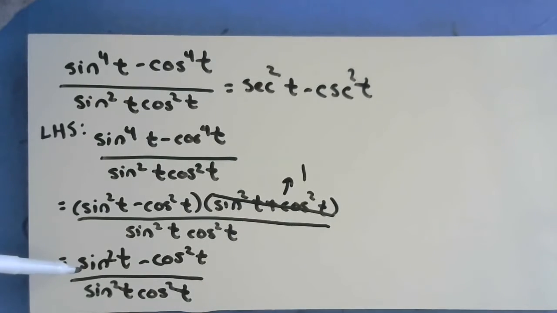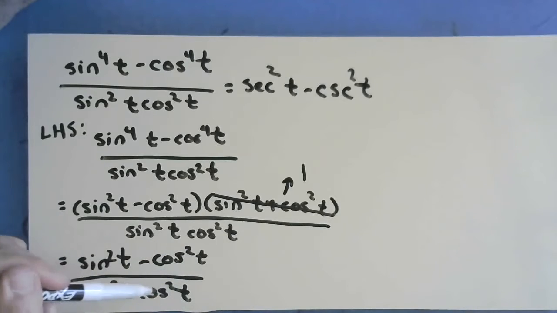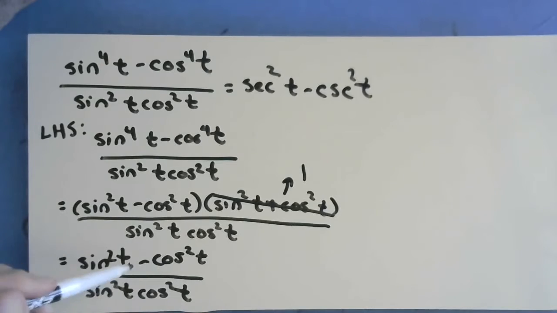Well, what I recognize is that I have a sine squared t here and a sine squared t down there, and a cosine squared and a cosine squared here. What you don't want to do is just start canceling things out, because you cannot cancel terms. You can only cancel out factors, which means things being multiplied by each other. So I'm going to split this fraction up. You can always split a fraction up if there are terms in the numerator. You can split it up over the numerator. You can't split up over terms in a denominator.